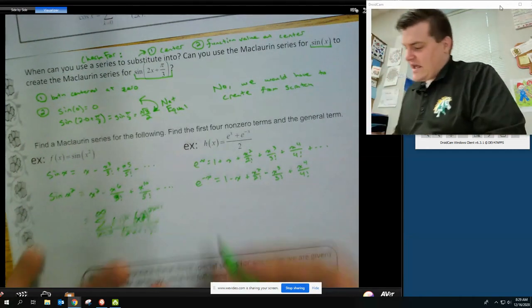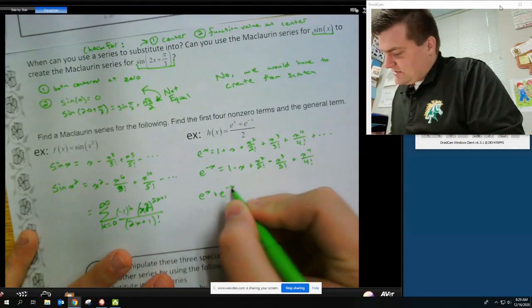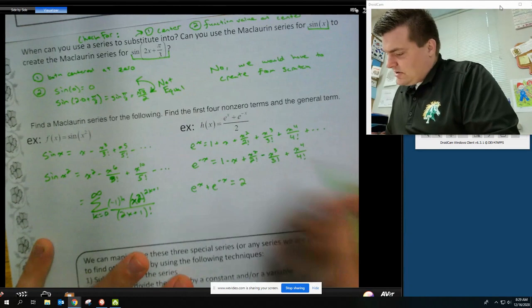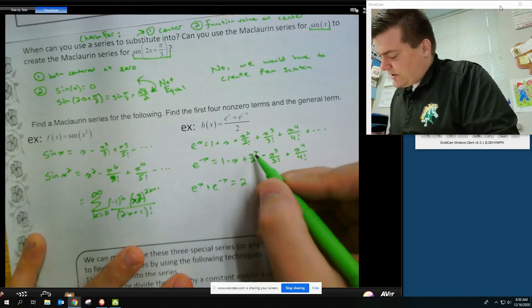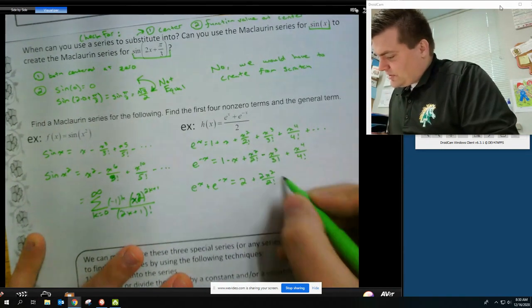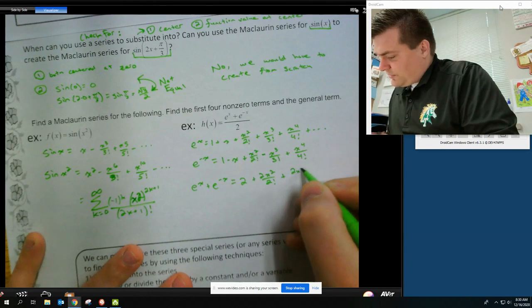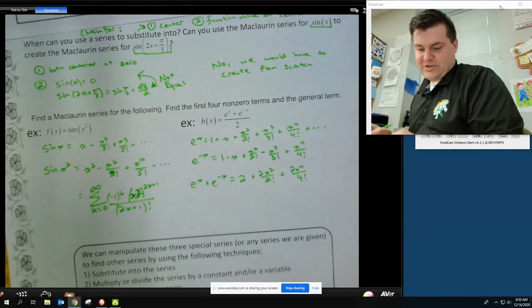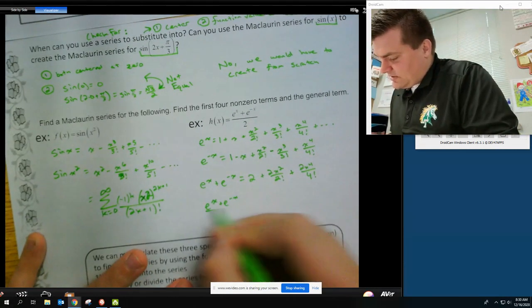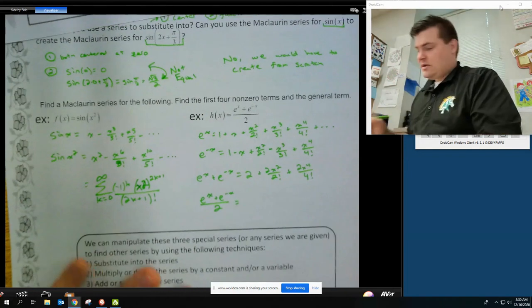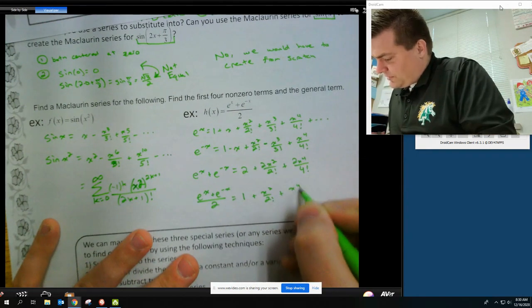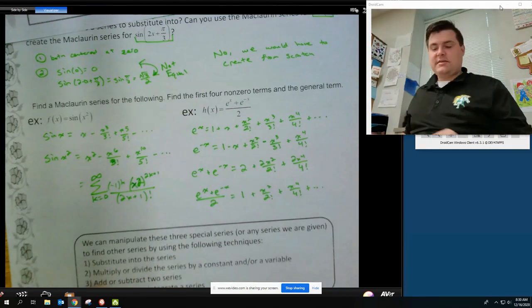Okay, so if we're going to add these together, so e to the x plus e to the negative x, add them together, you would get 1 plus 1 is 2. x minus x is gone. You would get x squared and x squared, which is going to give you 2x squared over 2 factorial. x cubes are gone. This is going to give you 2x to the fourth over 4 factorial. Okay? Now, if we took those and now divided them by 2, we would get 1 plus x squared over 2 factorial plus x to the fourth over 4 factorial plus, and then that's really it.